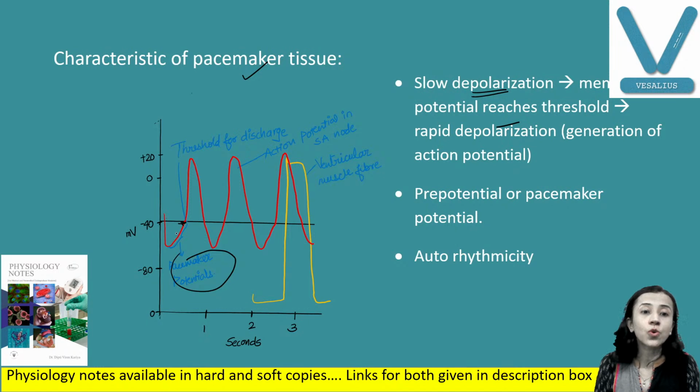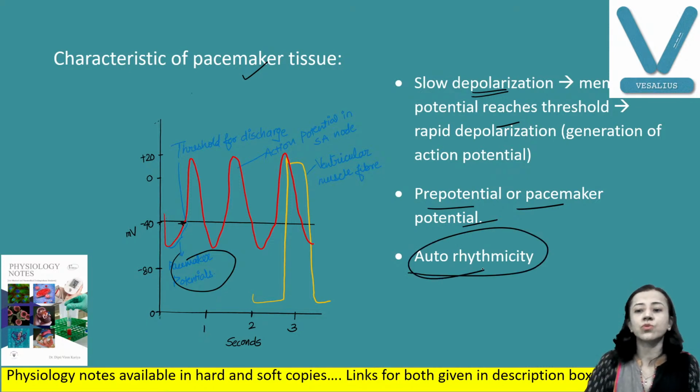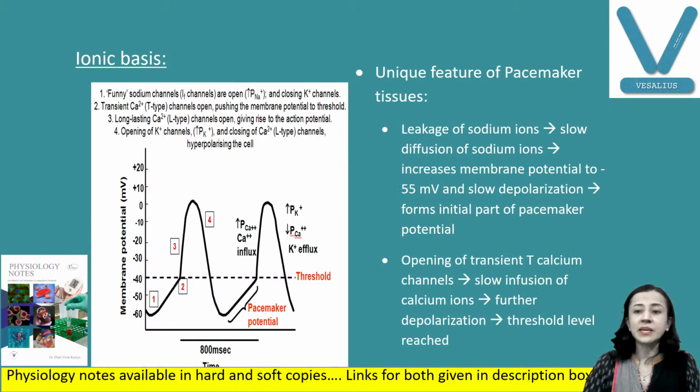So you can say that the slow rising of the resting membrane potential in between the action potentials is responsible for the generation of action potential, and this slow rising in the membrane potential is known as pacemaker potential or pre-potential. Due to this unique feature in pacemaker tissue, there is self-generation of rhythmic impulses, and this property is known as autorhythmicity.